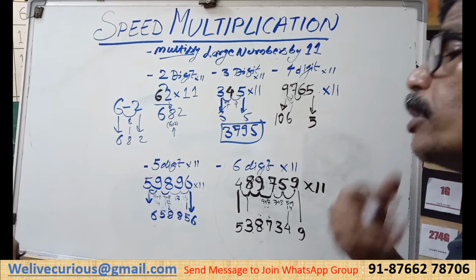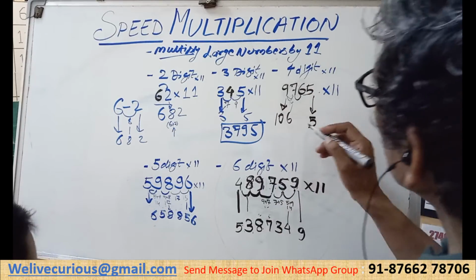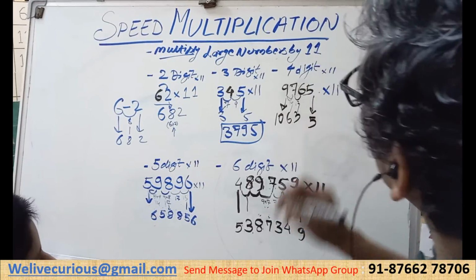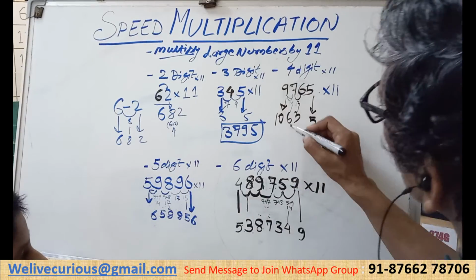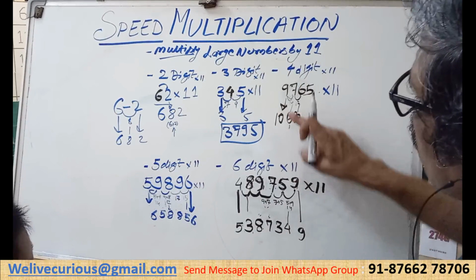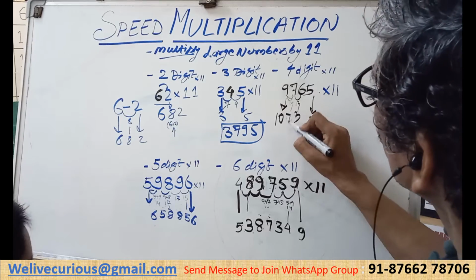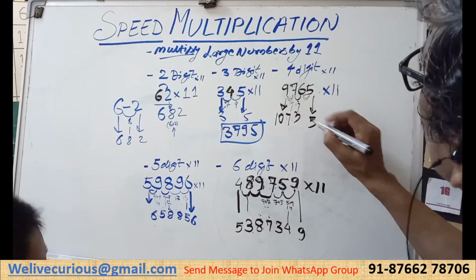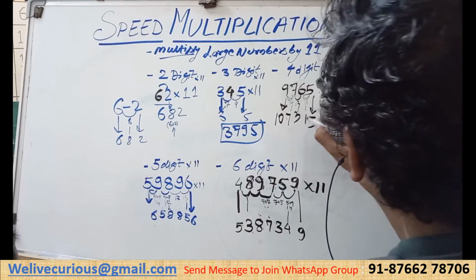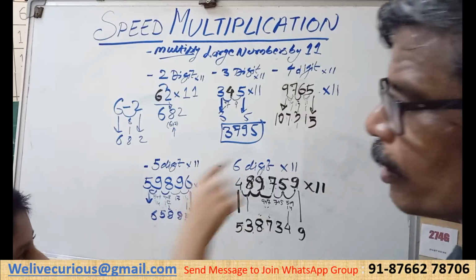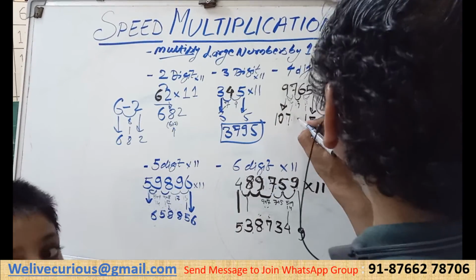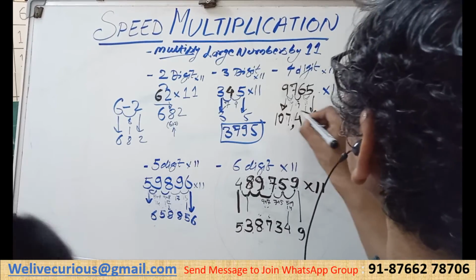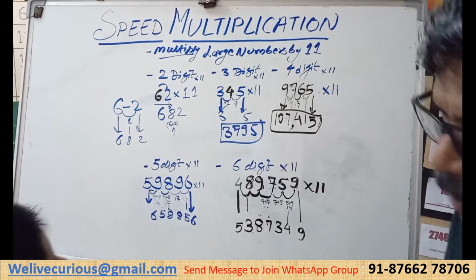7 and 6 is how much? 13. So 13, again drop 3 inside and 1 goes to the left, the carry forward here. So 6 becomes 7. Now add 6 and 5. 6 and 5 is 11. So 1 comes here and 1 goes to the left here. And 3 becomes 4. So the answer should be 107,415. Can you kindly check and confirm?